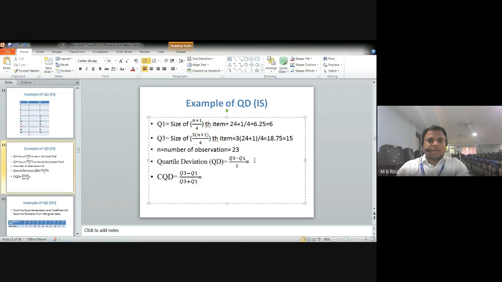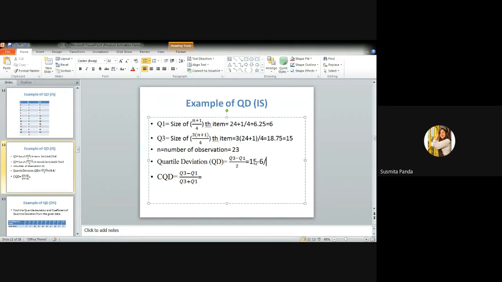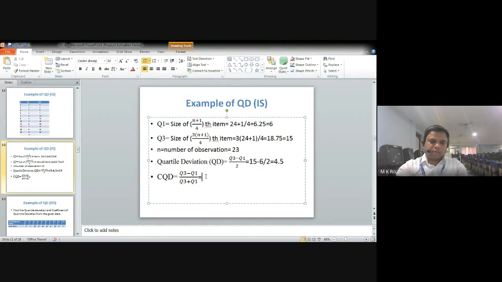If you calculate the quartile deviation, that equals 15 minus 6 divided by 2. That equals how much? 4.5. Similarly, calculate the next one.